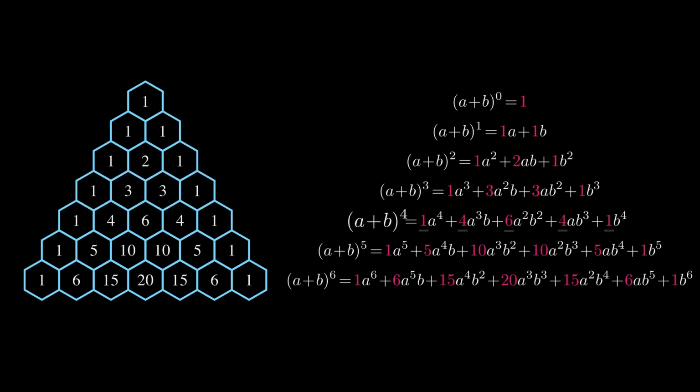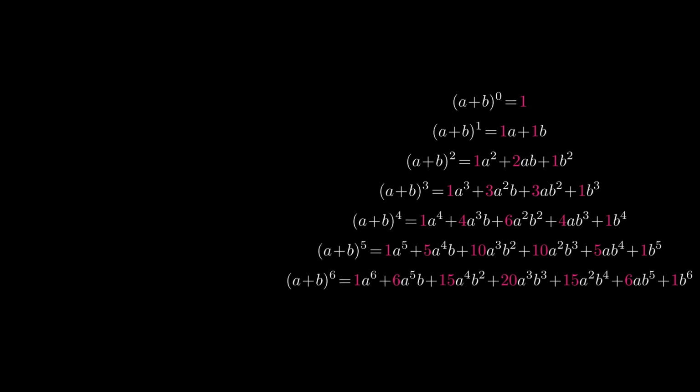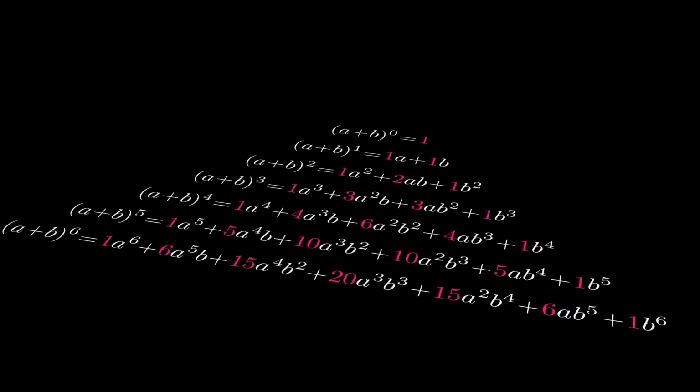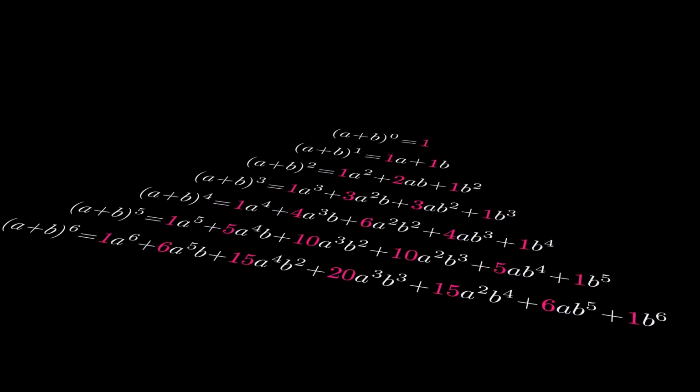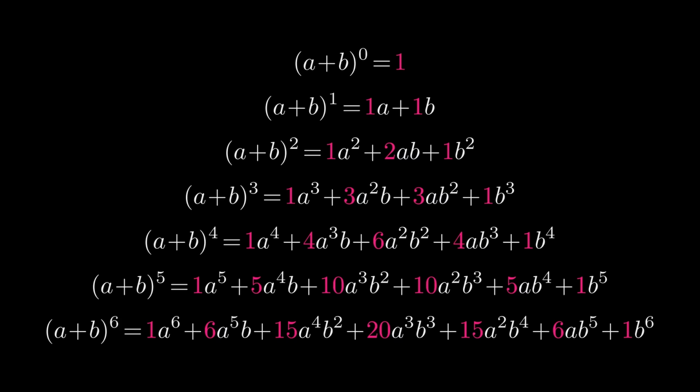Indeed, for any integer n, the coefficients of the expansion of the binomial (a+b) to the power of n appear in the (n+1)th row of the triangle. So, Yang-Hui's triangle can be seen as a table containing all the coefficients for every binomial expansion.